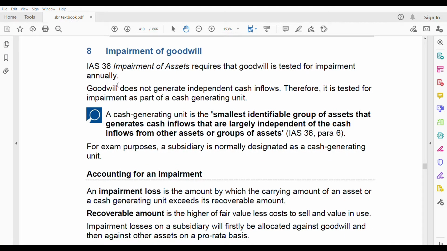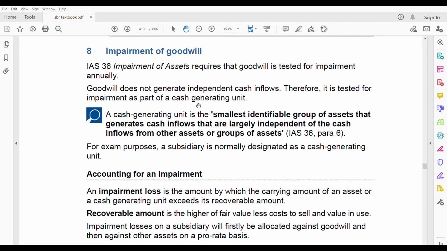So we all know that goodwill does not generate independent cash inflows. Through goodwill we cannot generate revenues independently. Therefore, it is tested for impairment as a part of a cash generating unit. That's why when we are testing it for impairment, it is taken as a part of a cash generating unit.